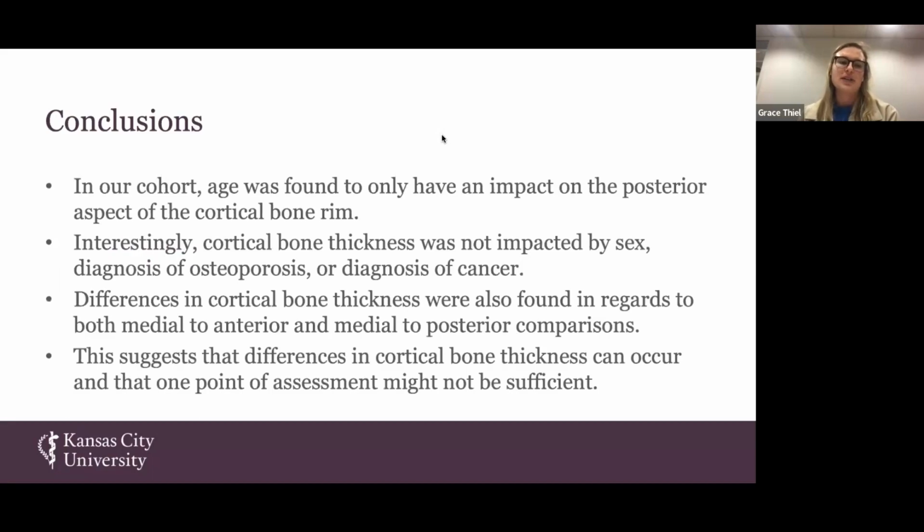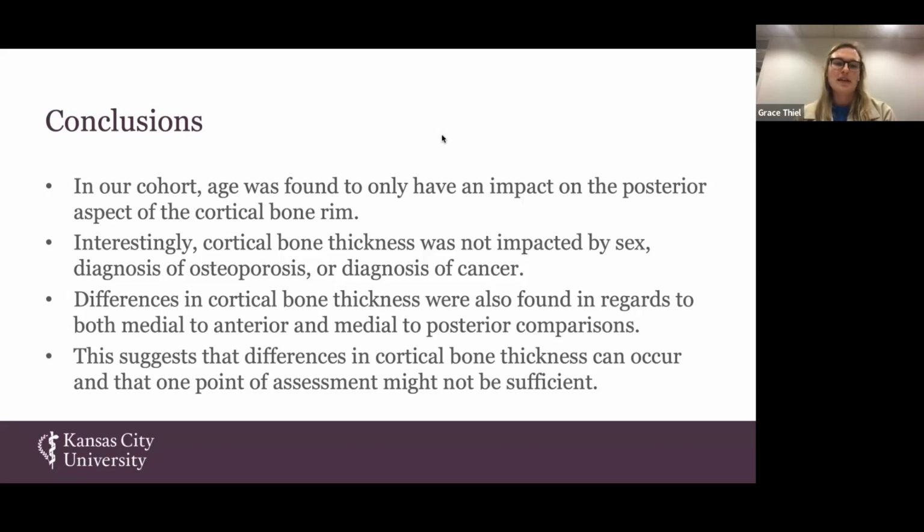So for our conclusions, in our cohort, age was found to only have an impact on the posterior aspect of the cortical bone rim. Don't really know what to take from this, but I thought it was an interesting finding. Interestingly, the cortical bone thickness was not impacted by sex, a diagnosis of osteoporosis, or a diagnosis of cancer. And as I previously mentioned, I anticipated that it would be.